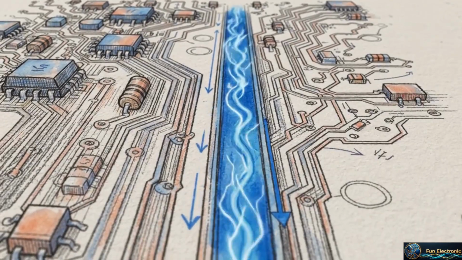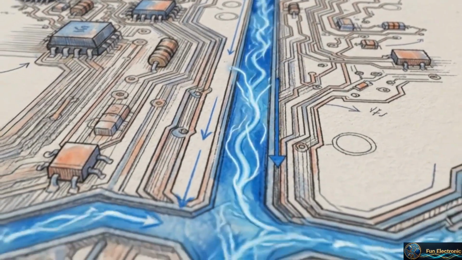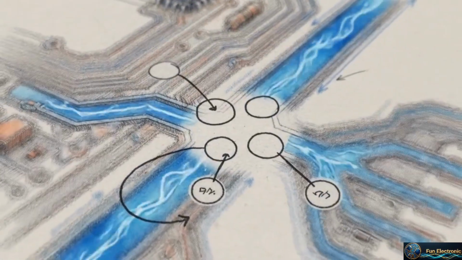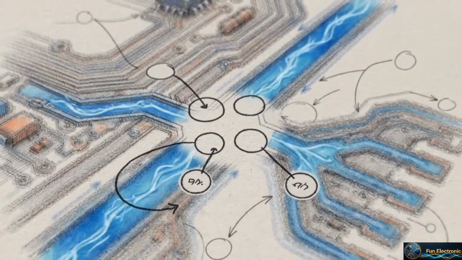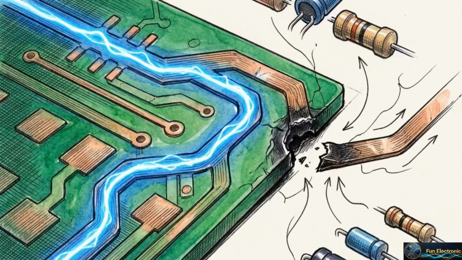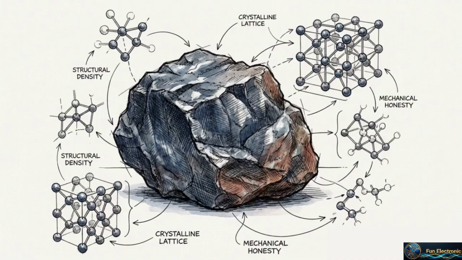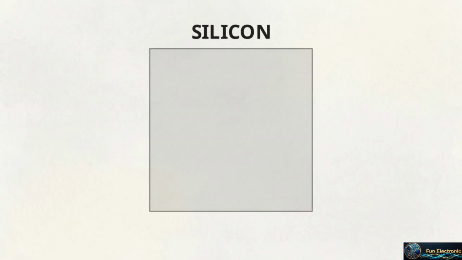Modern technology relies on a very specific kind of traffic control. We have to direct electricity exactly where we want it to go and block it from going where we don't. But if you just take a raw block of silicon, you can't do that. It is a mediocre conductor on its own, completely incapable of this level of precise control.